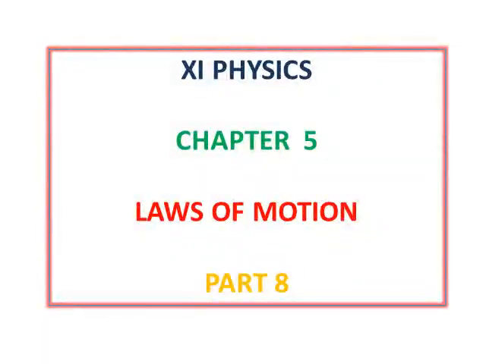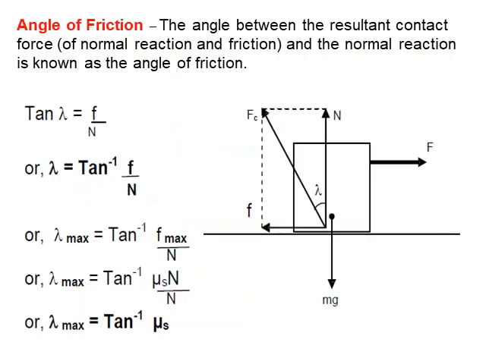In this part of laws of motion, you will study about angle of friction and angle of repose and the relation between them. Angle of friction. The angle of friction is the angle which the resultant of limiting frictional force and the normal reaction makes with the normal reaction.